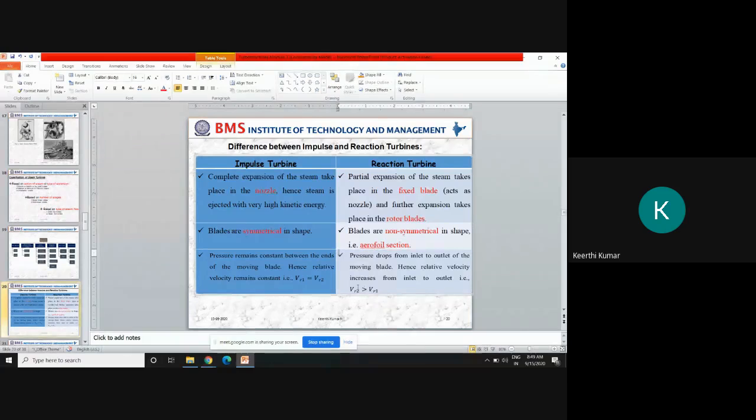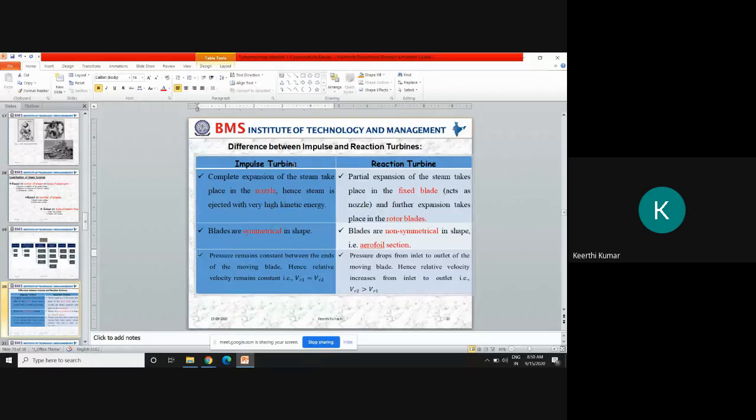Here, VR2 is greater than VR1. Remember this part. Pressure drops from the inlet to the outlet of the moving blade. Hence, the relative velocity increases from inlet to outlet. That is, VR2 is greater than VR1. Just remember this here. And VR1 is equal to VR2 in impulse turbine.